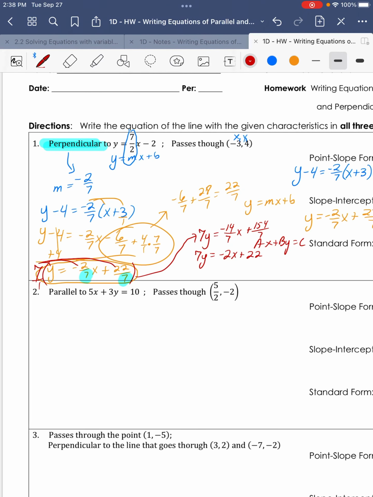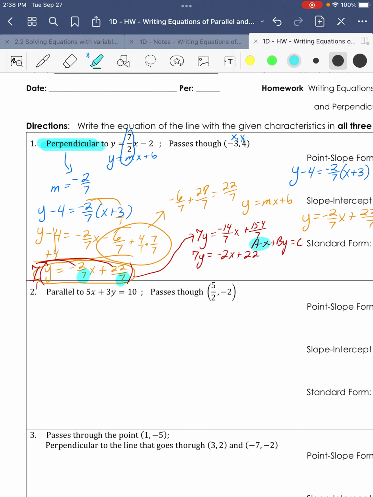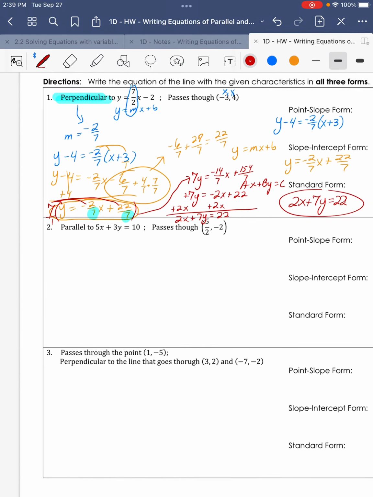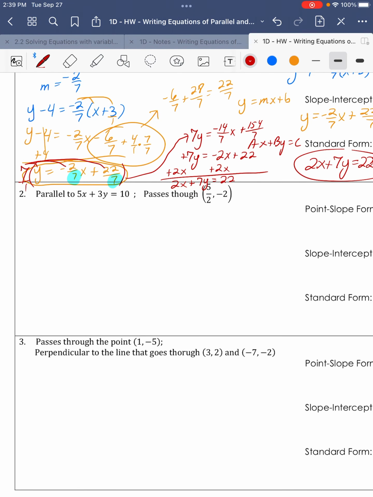Now we need to get the x and y terms together. So we're going to add 2x to get the x term, and the 7 is positive, and the y term on the same side. So 2x plus 7y equals 22. And there's standard form.